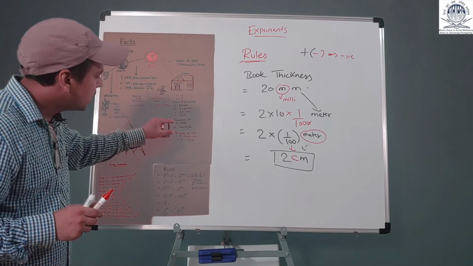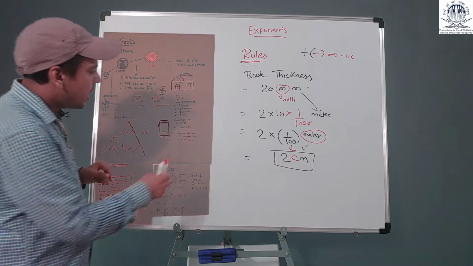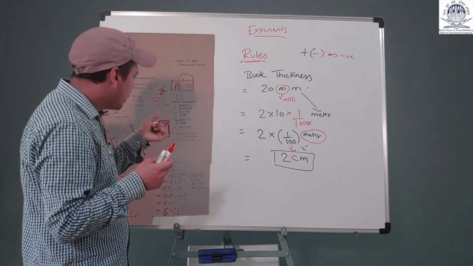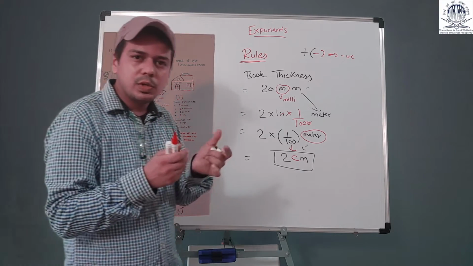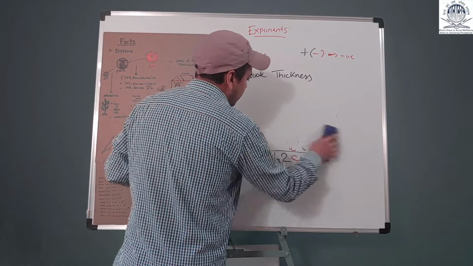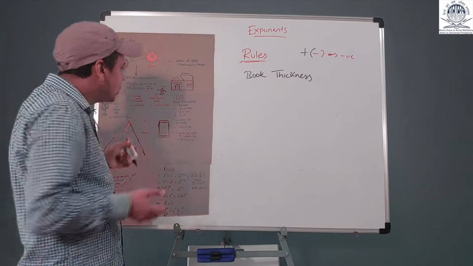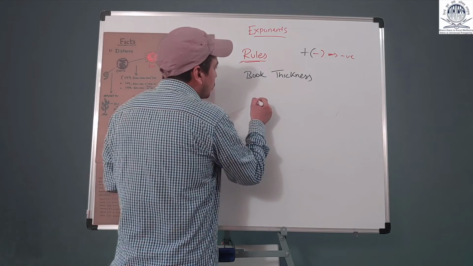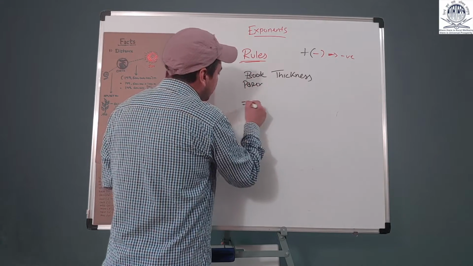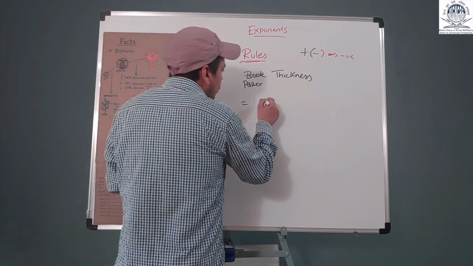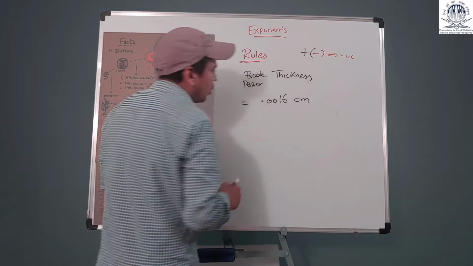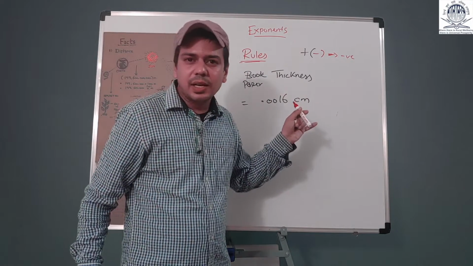Now we do have thickness of a paper as well. If I have this paper or any other paper, they're very thin. Now let's say, what can be the thickness of an ideal paper which we use? So let's try to look into that and delete this over here. And the thickness which is mentioned is 0.0. So book thickness, I'll just cancel and I'll write paper thickness. The paper thickness is 0.0016 centimeters.